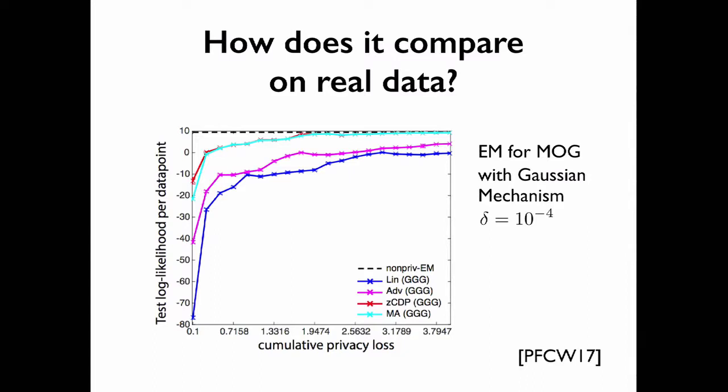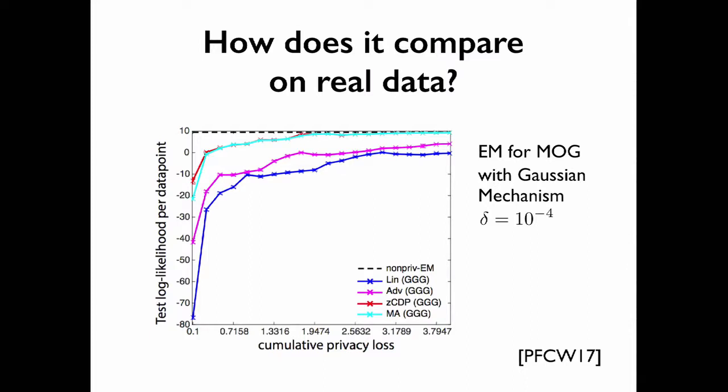Okay? So here, the dark blue line is linear composition, which is the worst case and the very naive thing we talked about in the beginning. The pink line is advanced composition, this is Dwork, Rothblum, and Vadhan. And finally, the cyan line is the moments accountant, and the red line is an approximation to the moments accountant, which I won't go into right now.